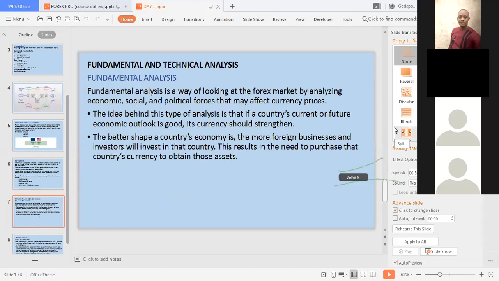The next one is fundamental and technical analysis. Fundamental analysis is a way of looking at the forex market by analyzing economic, social, and political forces that may affect currency prices. Now, class, let's pay attention.